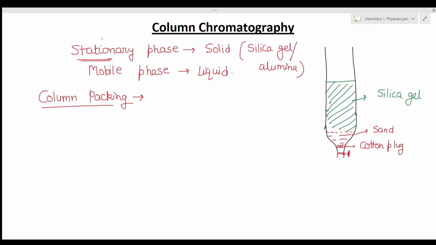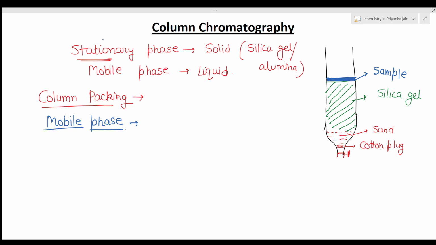And then after packing this column, this is the column packing. Firstly, we introduced a cotton plug. Then we filled sand, and then we packed the column with the silica gel. Then at the top of the column, we place the sample as a narrow band. This will be present in the form of a band. Right. Now, the next thing is the mobile phase.